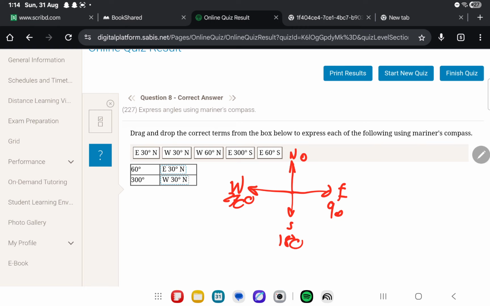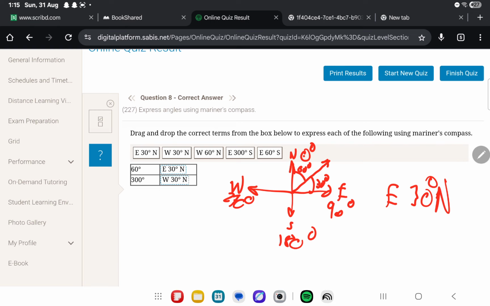So in Mariner's compass, as I said, you go clockwise for the positive direction. That would make N 0 degrees, E 90 degrees, S 180 degrees, and W 270 degrees. So 60 degrees would lie somewhere here, right? There's a 60-degree difference here, which makes a 30-degree difference here. So that would make it east 30 degrees north. Okay, that's how you do that.